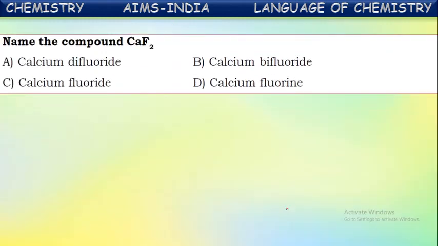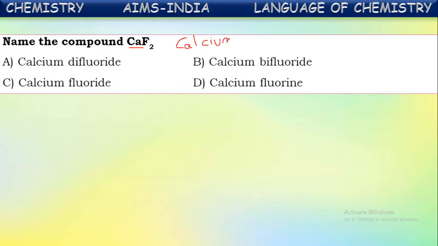Next, name the compound CaF2. How to name the compound? It is a binary compound, a type 1 binary compound, where a metallic ion and a non-metallic ion are present. If a compound is given like this, first we write the cation name. Here Ca is from the element calcium. So first we write calcium.